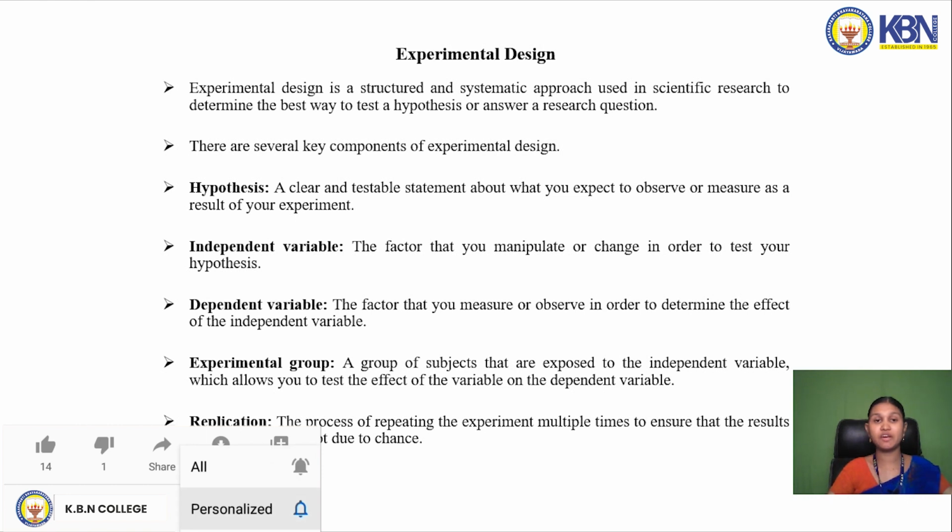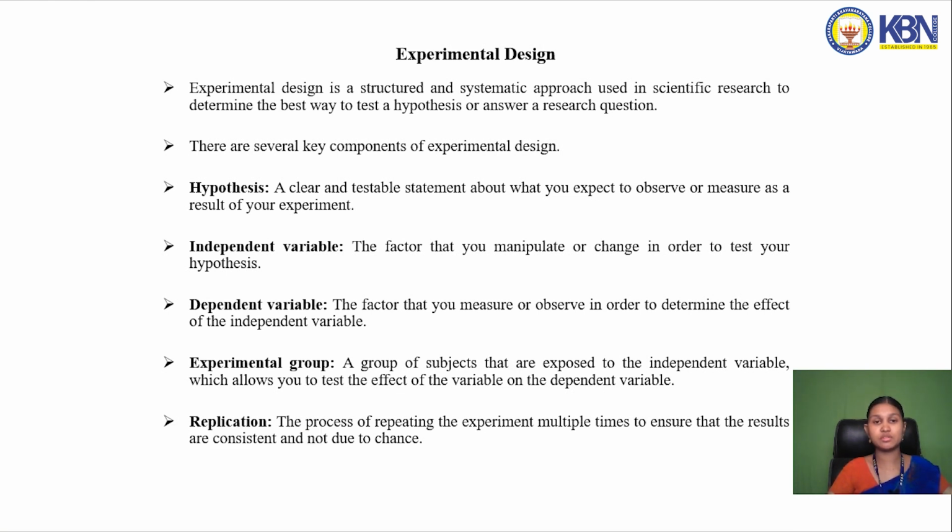Next one, independent variable. You calculate the data or change the data to test your hypothesis. Next one, dependent variable. The dependent variable always depends on the independent variable. Why? Because you take the measurements and observations of the independent variable, and these observations and measurements go to the dependent variable. Next one, experimental group.